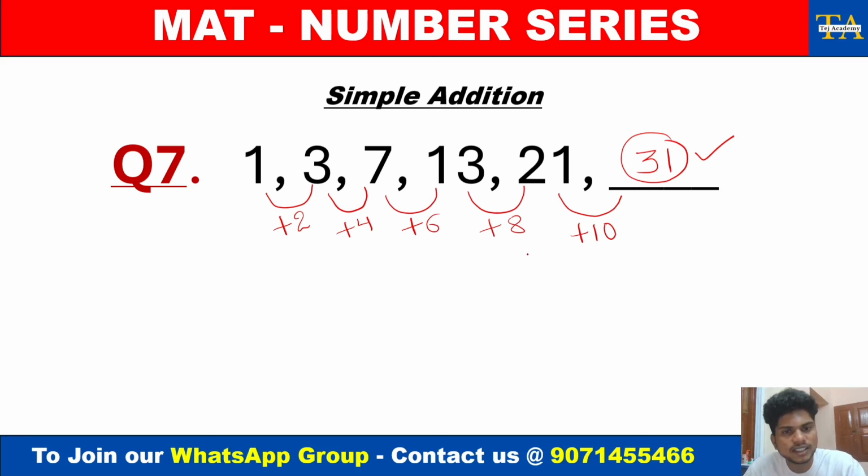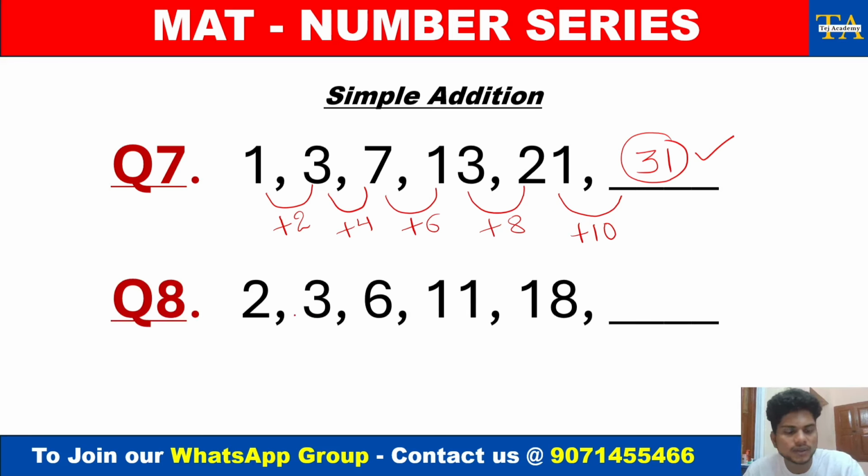So now let us see the eighth question. Here is our eighth question: 2, 3, 6, 11 and 18. So 2 plus 1 is 3, and 3 plus 3 is equal to 6, and 6 plus 5 is 11, and 11 plus 7 is equal to 18. So if you observe here 1, 3, 5, 7, these are odd numbers.